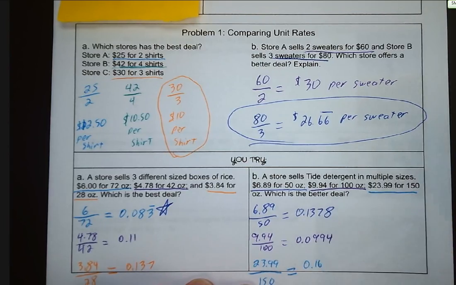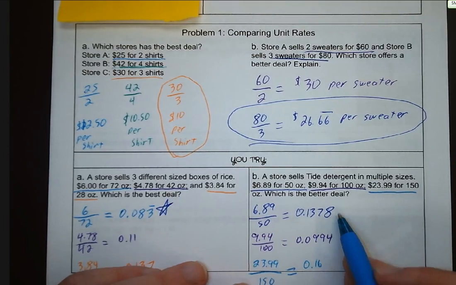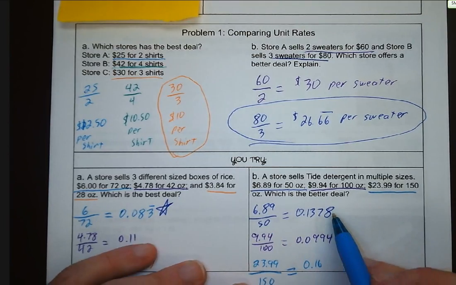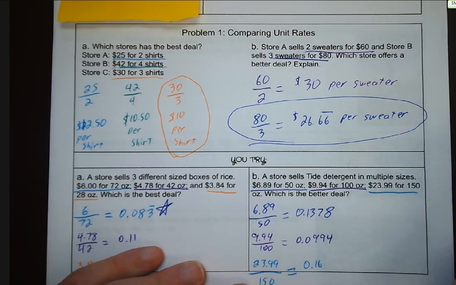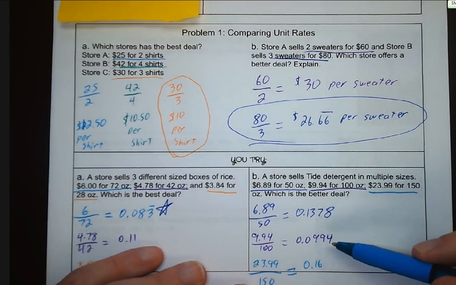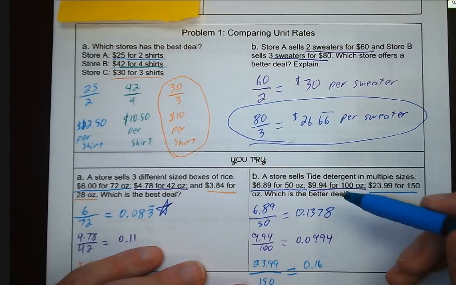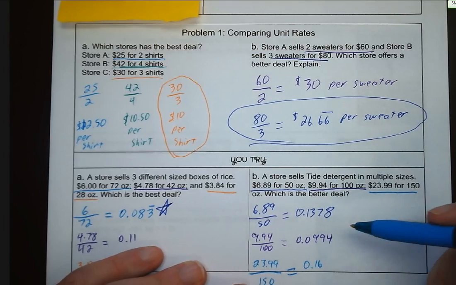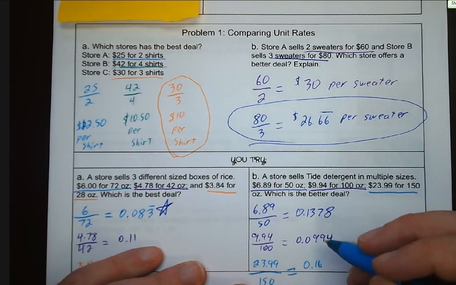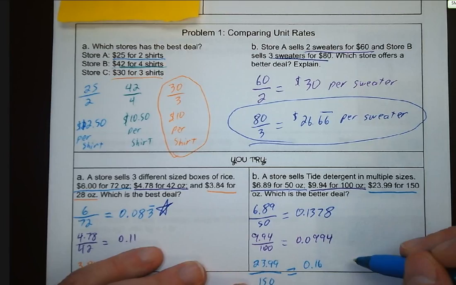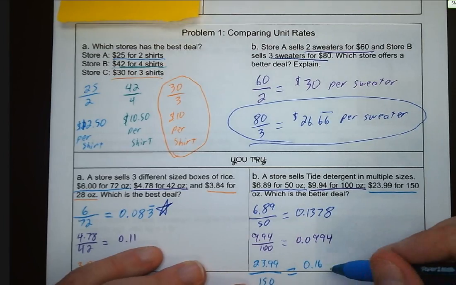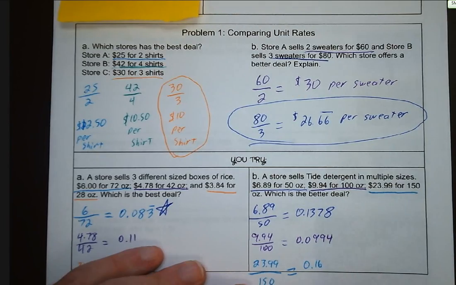So let's look at our units. We've got dollars per ounce here. So we've got 13.78 cents per ounce. We have 9.94 cents per ounce and 16 cents per ounce. Which one is our best bet? It is going to be our second one.